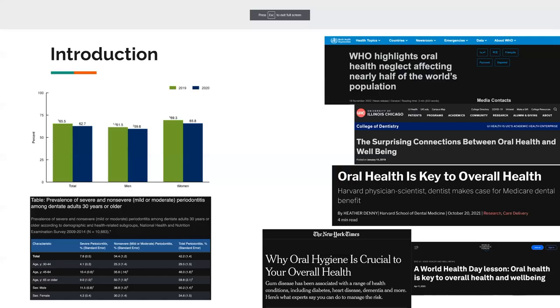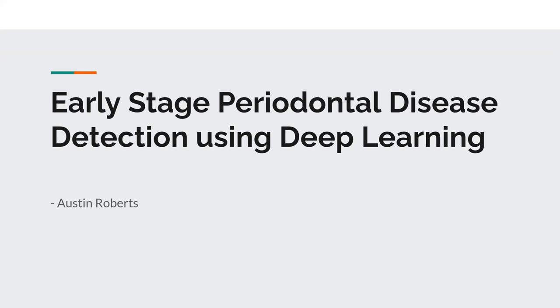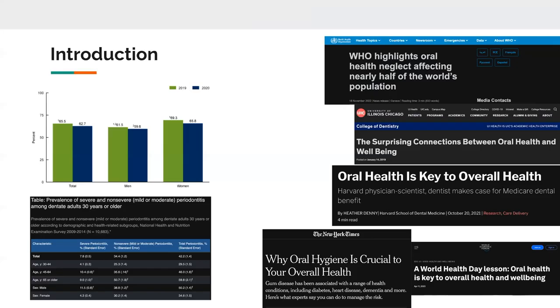Hey everyone, I'm Austin, and my project was utilizing deep learning techniques to detect early stage periodontal diseases. My idea for this project was to utilize state-of-the-art performing image classification tech and apply them to the dental field. The dental field arguably is less developed than other fields of medicine due to lack of emphasis on preventative care and early detection, which means that there's a greater focus on treatment options.